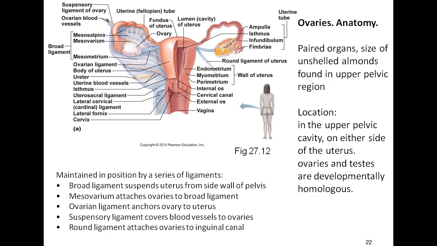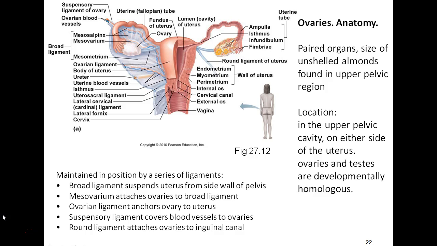Let's talk about now some ligaments that hold these into place. We see that there is a broad ligament that suspends the uterus from the side wall of the pelvis. Then we have a double fold of the peritoneum, and we're going to call this the mesovarium, and that's going to attach to each ovary at the ovary's hilum. And this is going to be on the anterior surface of the ovary. That's where its blood vessels and nerves enter and leave.